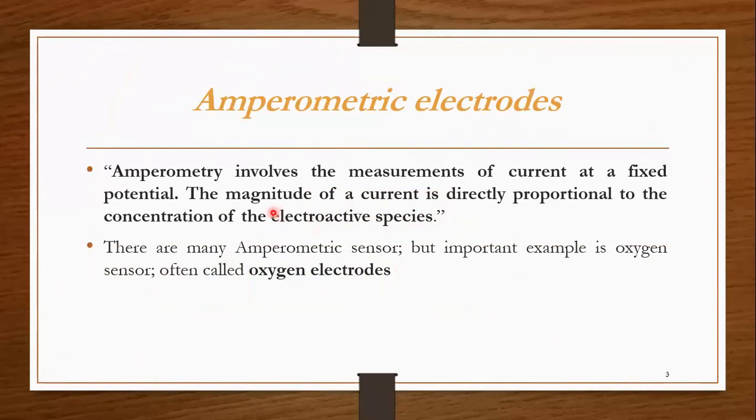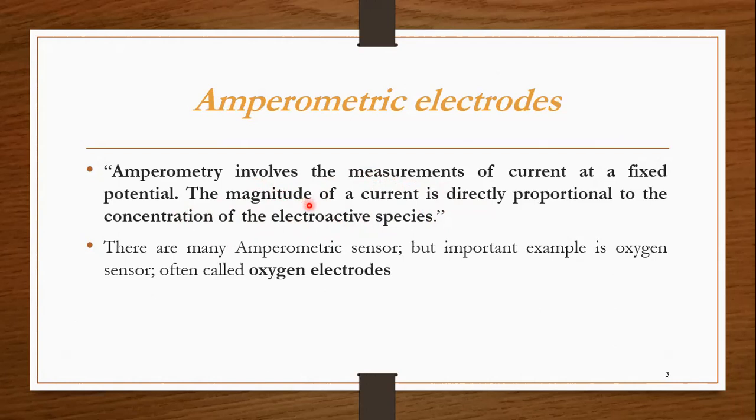Amperometric electrode. Now I tell you about its definition. Amperometry involves the measurement of current at a fixed potential. The magnitude of current is directly proportional to the concentration of electroactive species. Electroactive species means those species which carry charges, and in this definition we provide a fixed amount of potential.